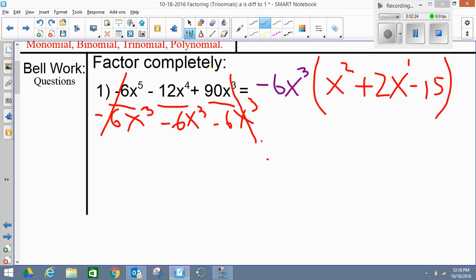Now, every time I factor, I always check inside of the parentheses to see if there's anything else that I can factor. In our case, we have a trinomial. So I'm going to use product and sum to factor this. Product is the last number, the sum is the middle number, always. So I need two numbers that when you multiply, you get -15, but when you add or subtract, you get +2. And the numbers are 5 and 3.